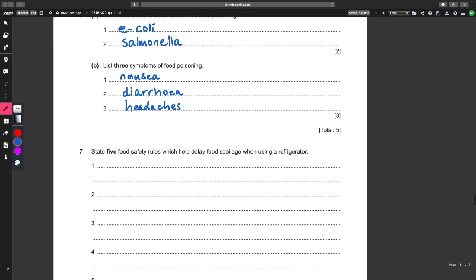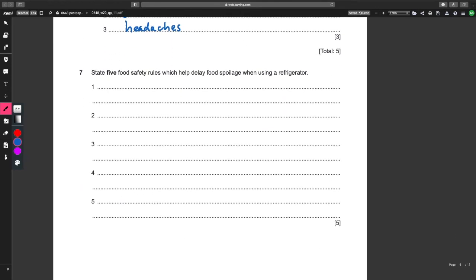Okay, list 5 safety rules which will help delay food spoilage when using a refrigerator. Okay, the biggest one here is to ensure correct temperature. And that should be between 1 to 5 degrees centigrade. If it's too hot or too cold, you can get freezer damage, or cold frost damage on your vegetables. So you don't want to go below 1 degrees.